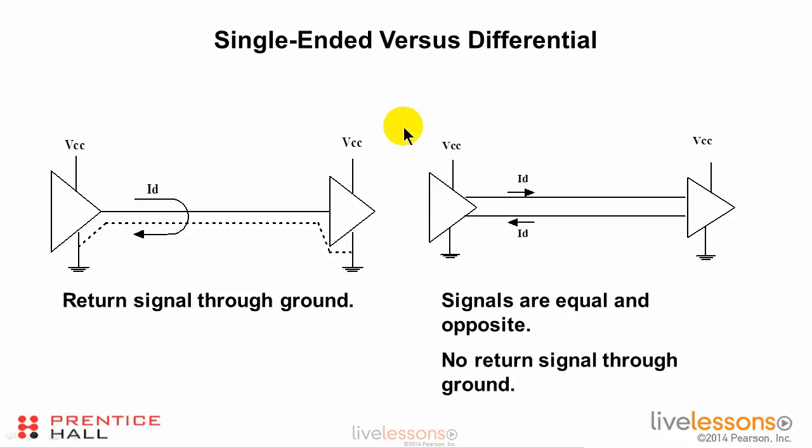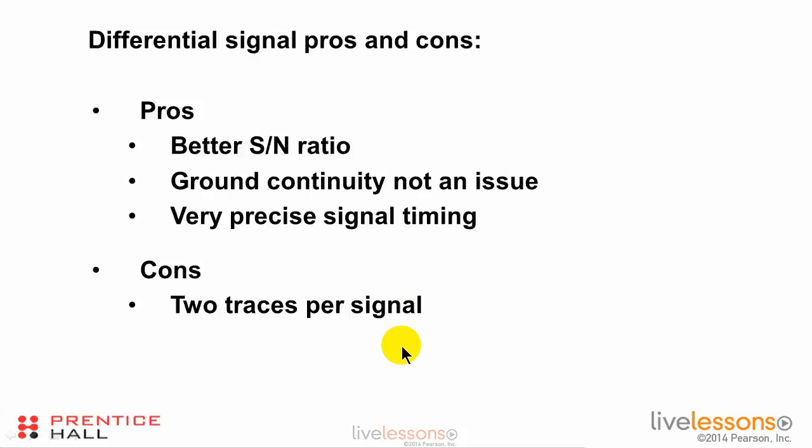In the differential case, we send a signal down on one side of a differential pair, and the return signal comes back on the other side of the differential pair. The signals on the two traces are equal and opposite in theory, and therefore there is no signal through ground in theory. We're going to talk about both of those assumptions as we go through this lesson.